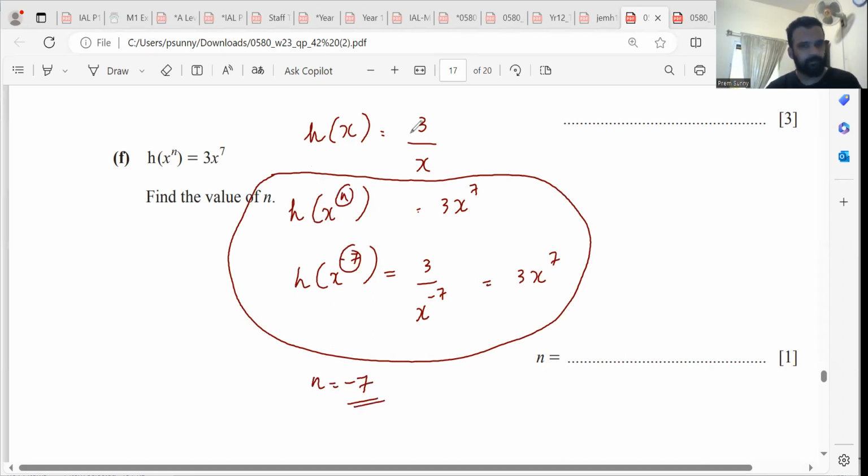So once again, h of x was given as 3 by x. So h of x to the power of n is given as 3x to the power of 7. So what number should I put here so that I'll be getting the answer as 3x to the power of 7? When you substitute for n as minus 7, this will become 3 divided by, instead of x, x to the power of minus 7. X to the power of minus 7, when it goes up, becomes positive, x to the power of positive 7. So when you compare them both, we'll get the value for n as negative 7.